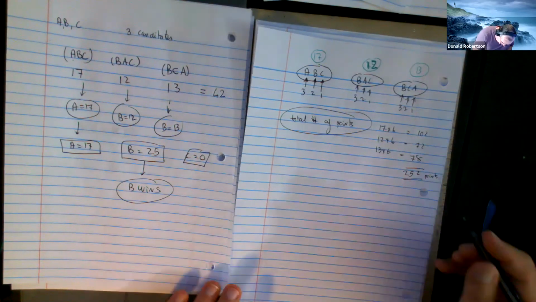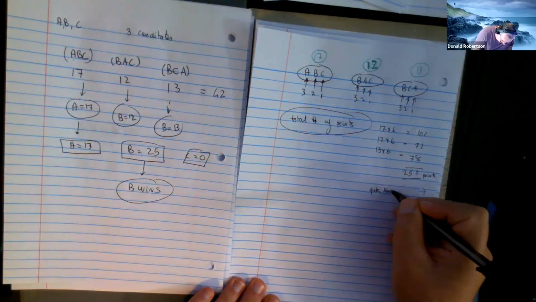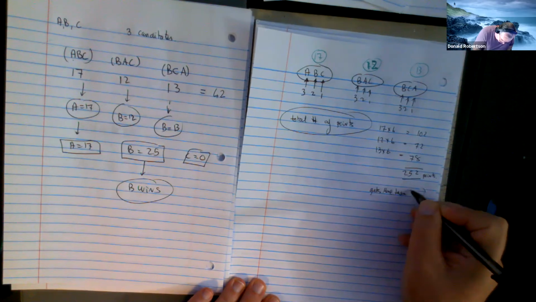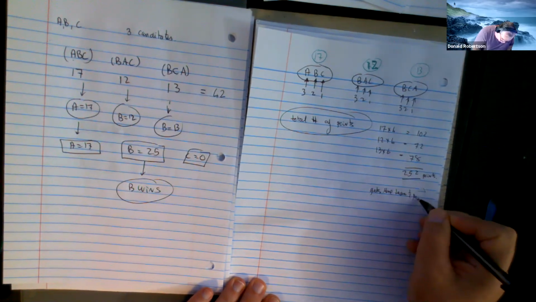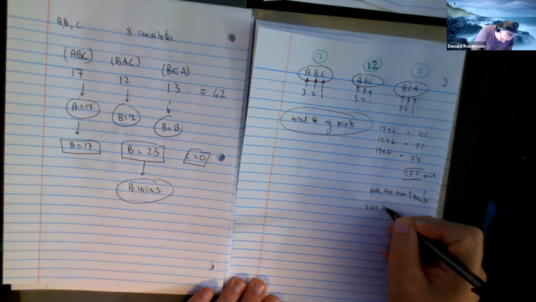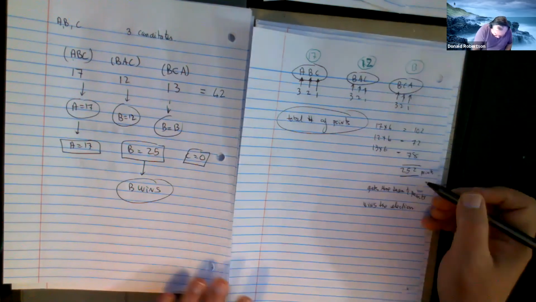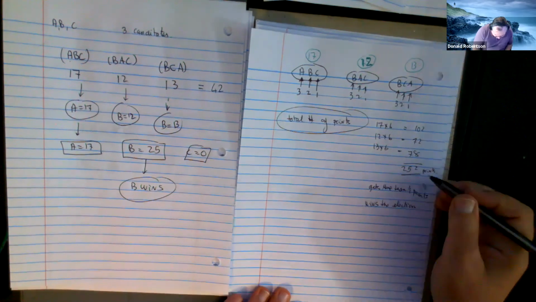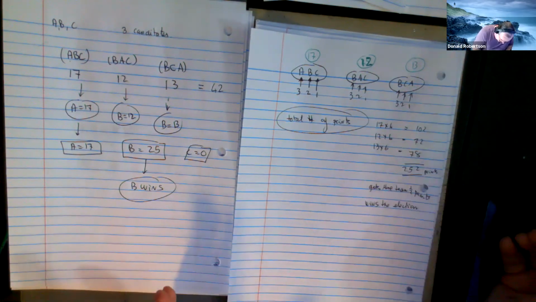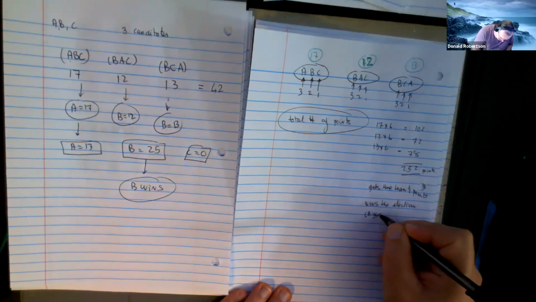So whoever gets more than half the points wins the election. Right, so half these points wins the election. Now, if that doesn't happen, then the biggest wins.